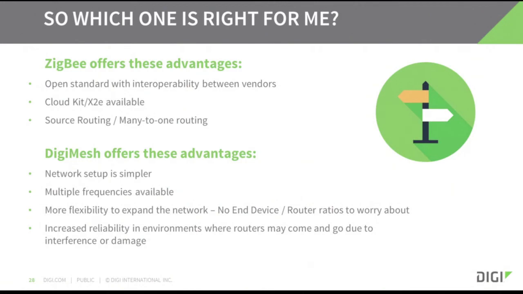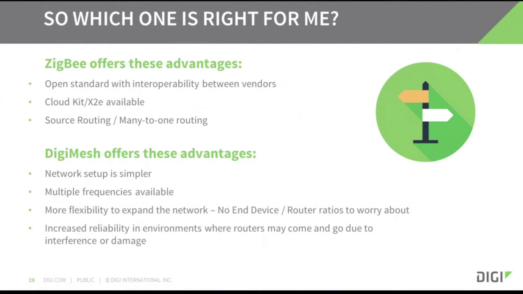You don't have to worry about end device ratios and how many routers you've got to support those end devices and so forth. Also, if a router goes down, it's not going to cause end devices to become unavailable because that router was acting as the parent for them. So more reliability when routers may come and go.